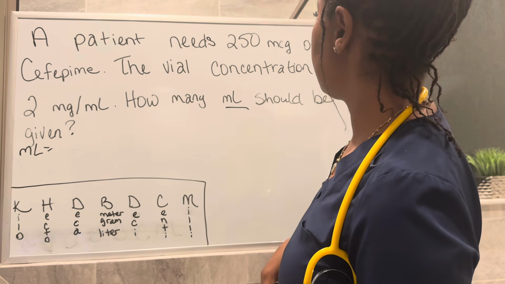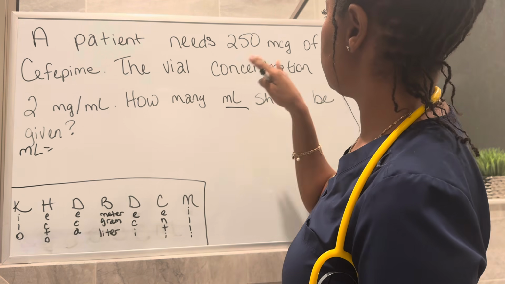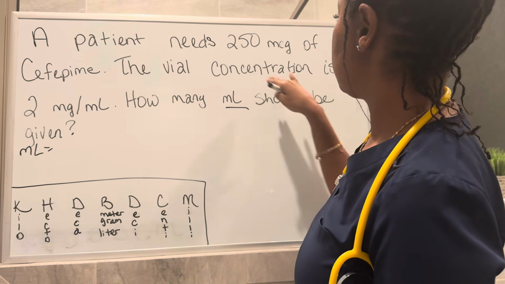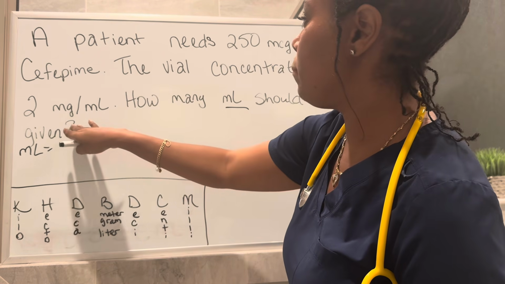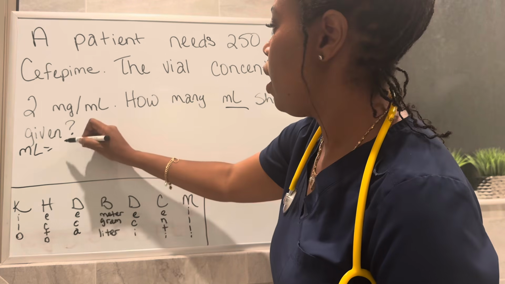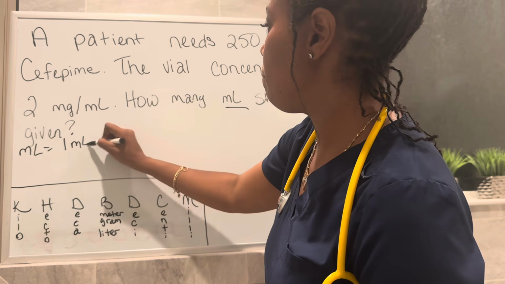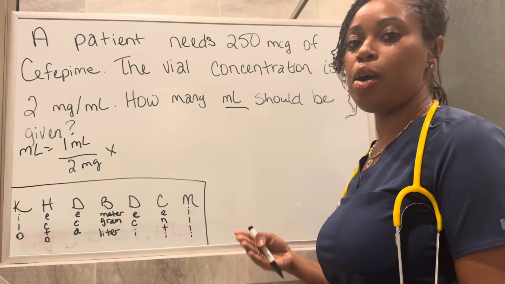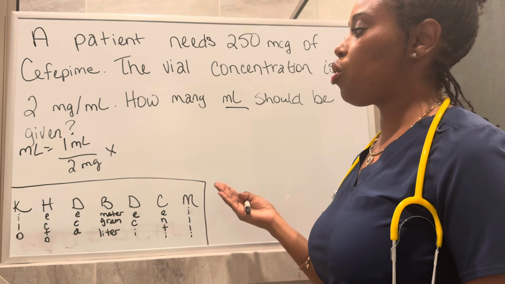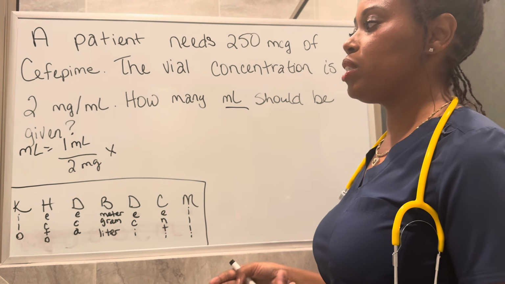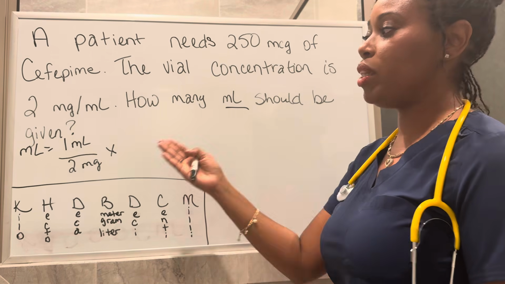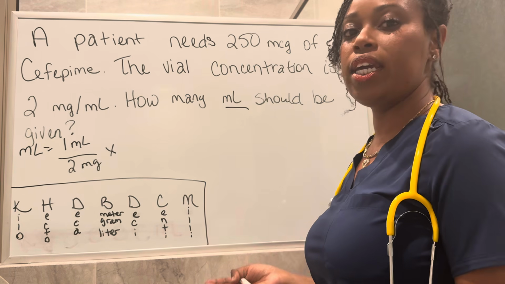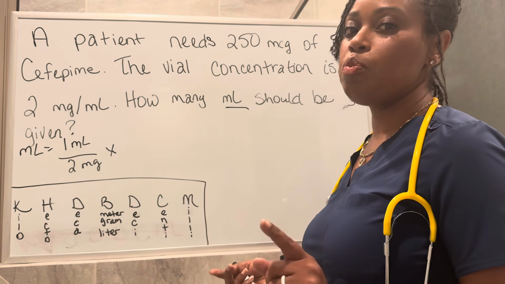It says a patient needs 250 micrograms of cefepime. The vial concentration is 2 milligrams per 1 milliliter. So I know I have 1 milliliter is 2 milligrams. Now let's go back to our problem and see what we can use to cross out milligrams, because we only need to end with milliliters. So we're going to plug in what we can cross out so that we end with only what we need. Nothing more, nothing less.